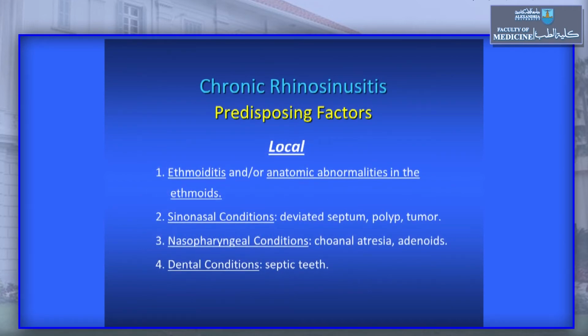What about the local predisposing factors? The local predisposing factors include ethmoiditis or anatomic abnormalities in the ethmoids, sinonasal conditions such as deviated septum, polyps or tumors, nasopharyngeal conditions such as choanal atresia and adenoids, dental conditions such as septic teeth.